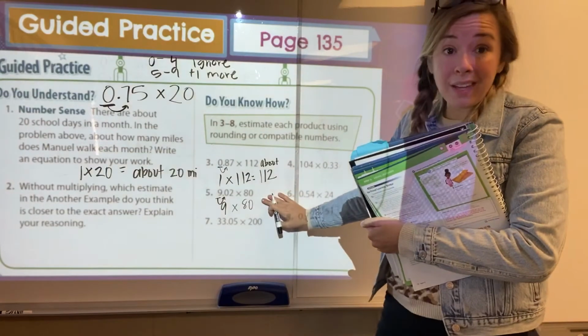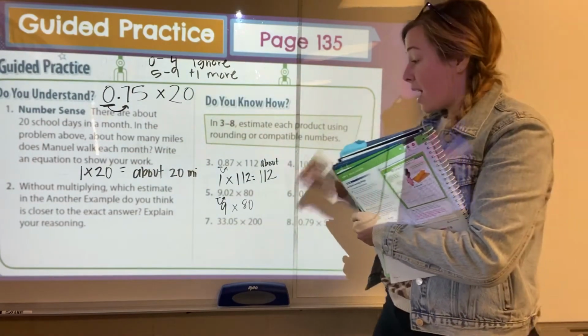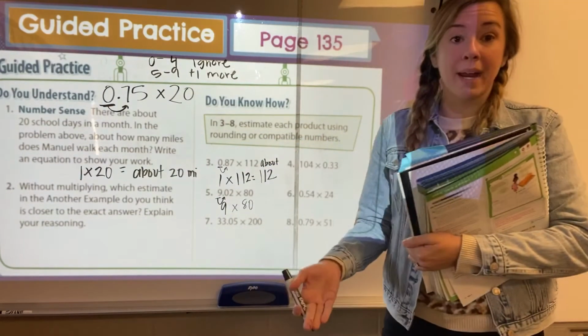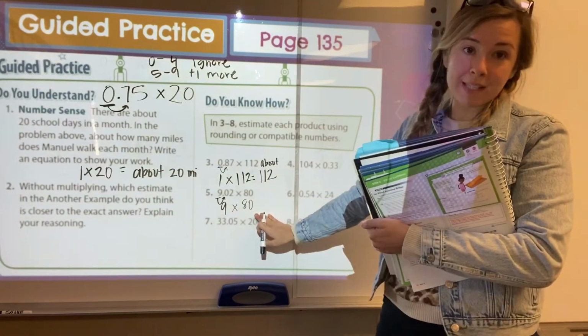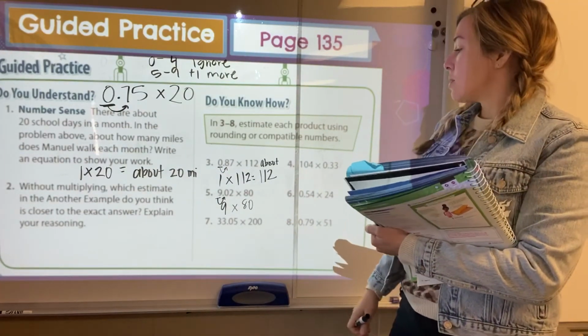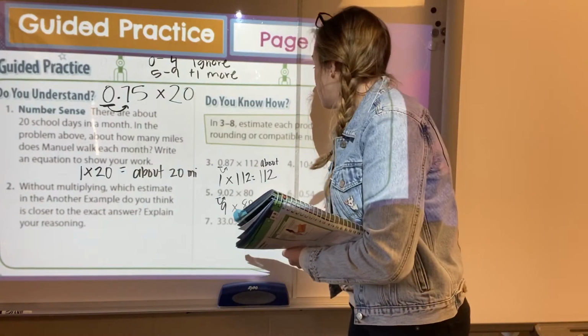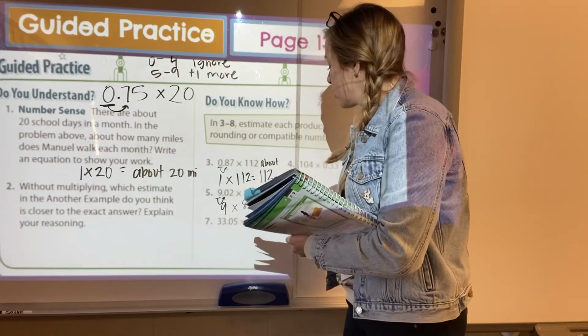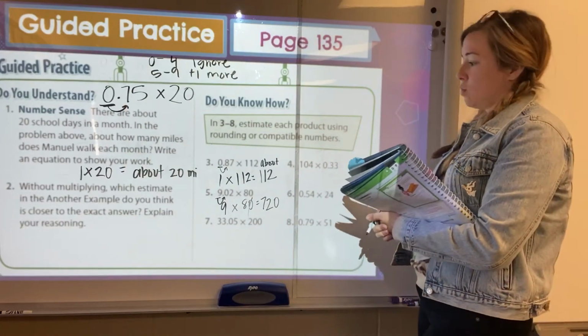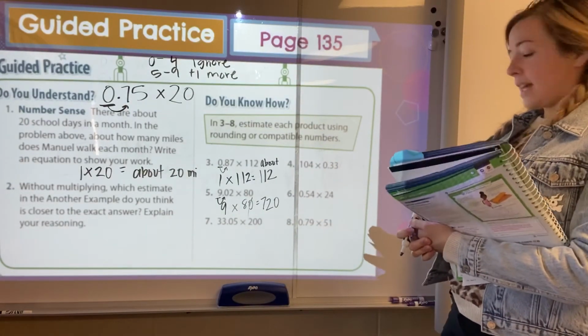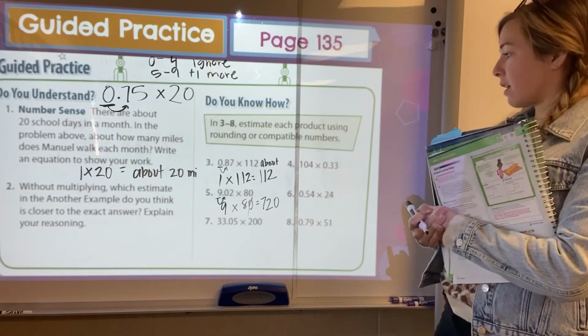And I'm going to just leave 80 as is because I can do 9 times 8 in my head, or I could use my multiplication chart in order to solve that and then add my 0 into it at the end. So 9 times 8 is 72. And then I have 1 0 there, so I add 1 0 to the end of it. And we get 720.